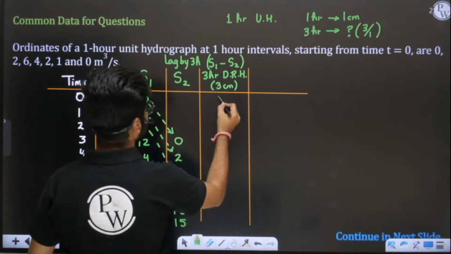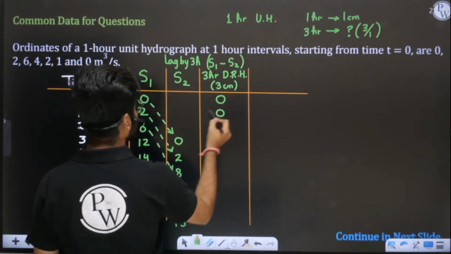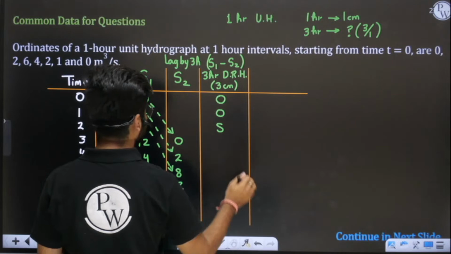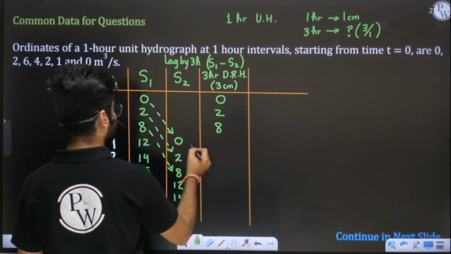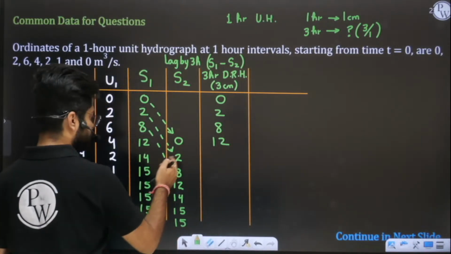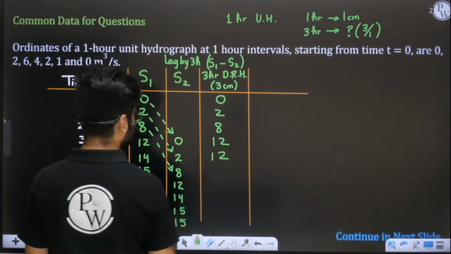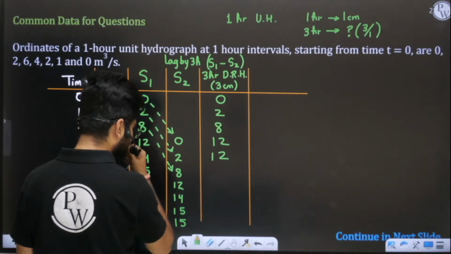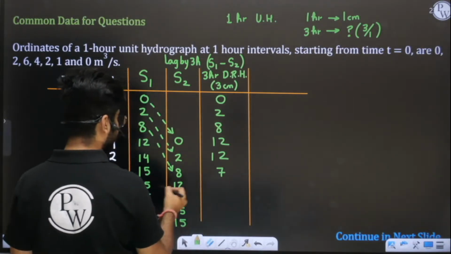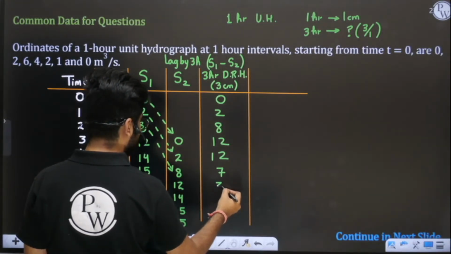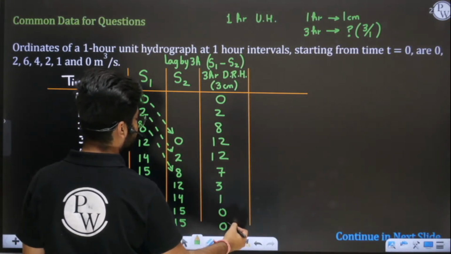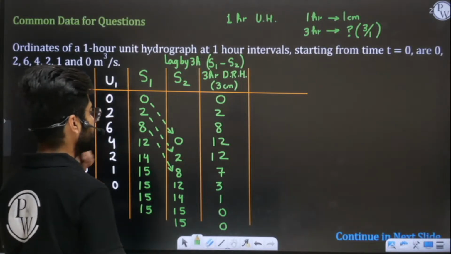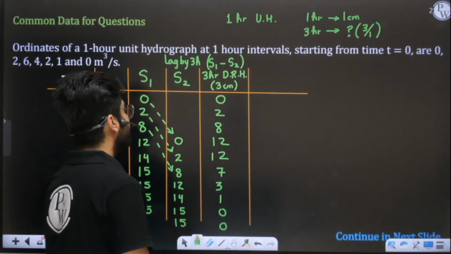Subtract it. So 0 minus 0 is 0. 2 minus 0 is 2. 8 minus 0 is 8. 12 minus 0 is 12. 14 minus 2 is 12. 15 minus 8 is how much? 7. 15 minus 12 is 3. 15 minus 14 is 1. Then 0, then 0 and 0. Like this you will get it. So this is your DRH.